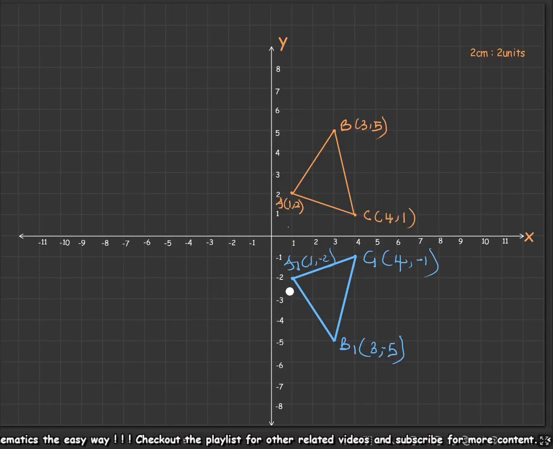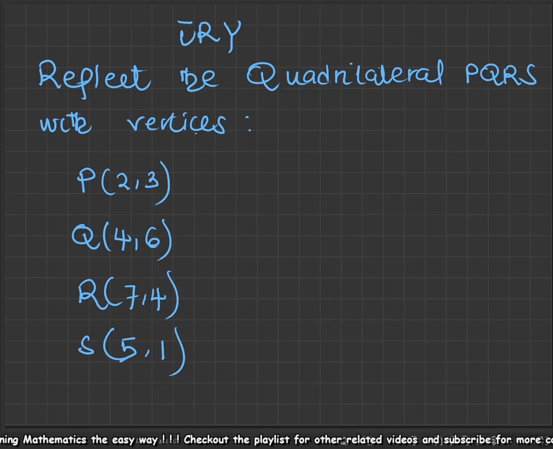So basically, this is how we reflect points or objects on the x-axis. So this here is a question you can try. It says, reflect the quadrilateral PQRS with the vertices P, that is 2, 3, Q, 4, 6, R, 7, 4, and then S, 5, 1.